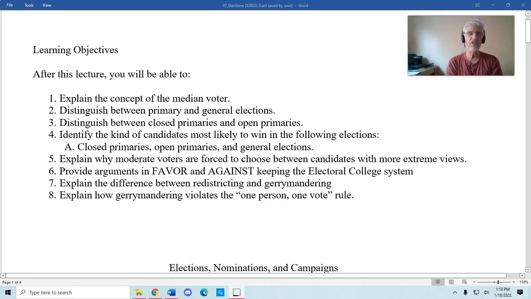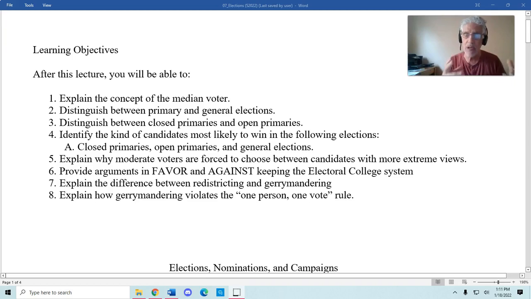So now we begin a new set of lecture videos, this time on elections. After this lecture is over, you will be able to explain the concept of the median voter, which winds up being really important in political science. You'll be able to distinguish between primary elections and general elections. And you'll be able to distinguish between closed primaries and open primaries.